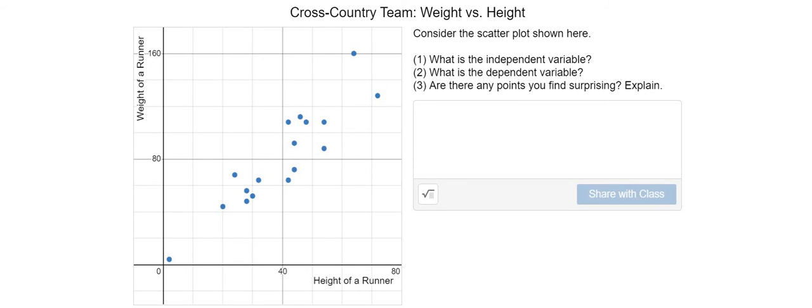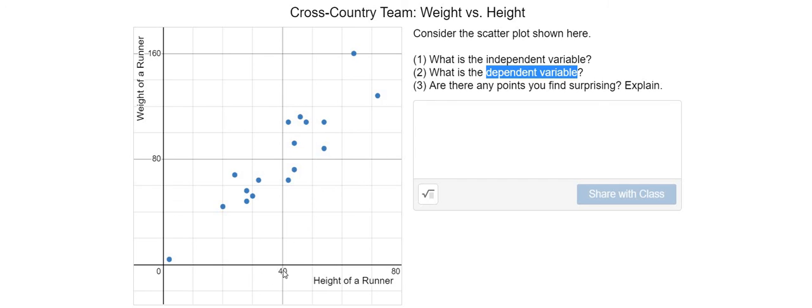In this graph, they're comparing the height of a runner and the weight of the runner. So they're saying the weight of the runner is dependent on the height of the runner. So our independent variable, which is on our x-axis, is the height, and our dependent variable, which is on our y-axis, is the weight. Now, we can see that there's a general trend. It's not as strong as other ones, but we can still see that as we're going from left to right, it's increasing. But it's asking, are there any points that you could find surprising? And I would say it's this one down here.